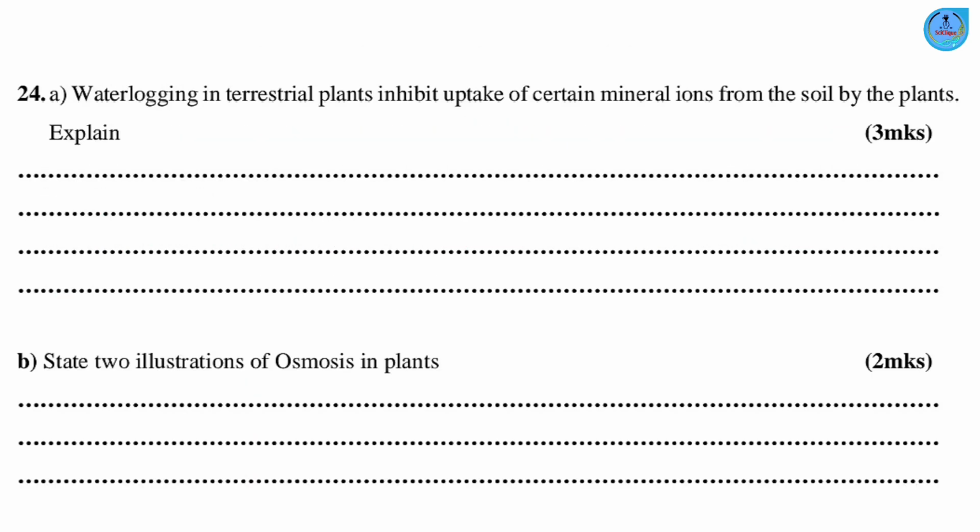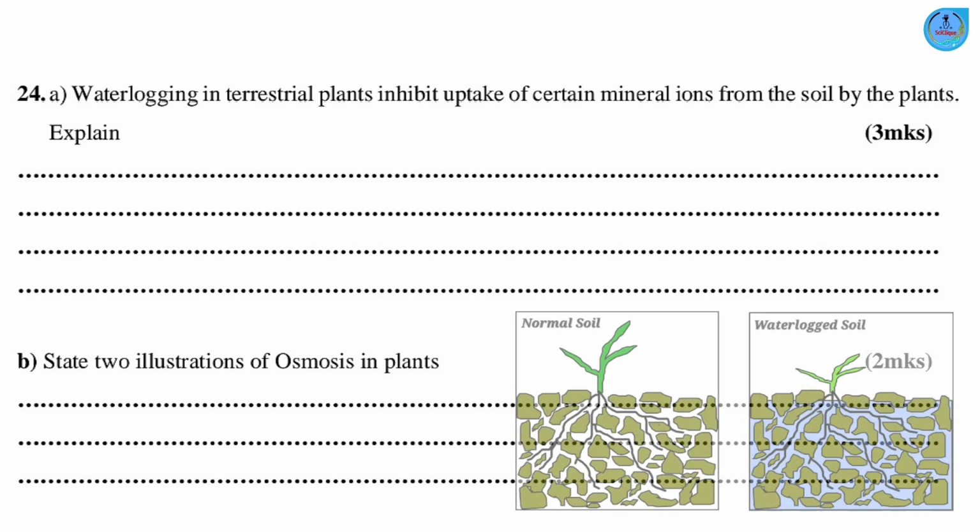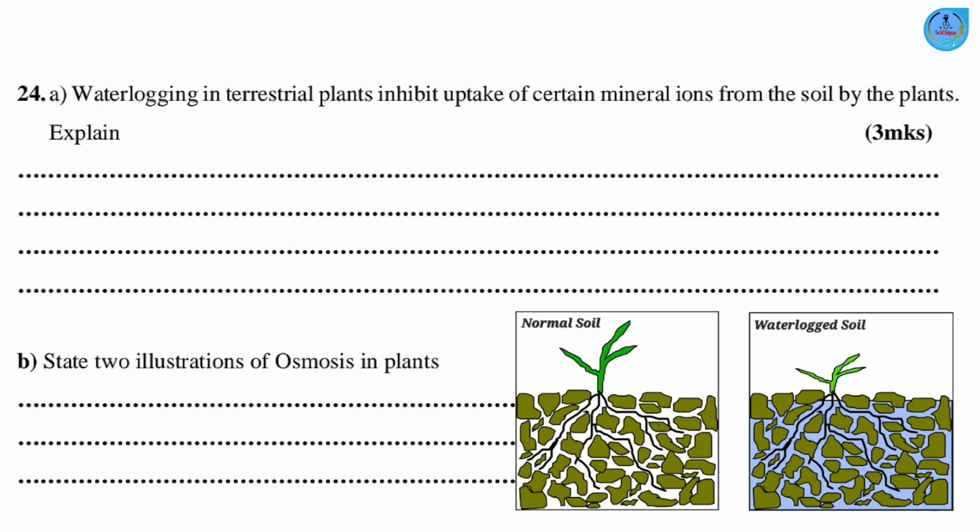Question 24. Waterlogging in terrestrial plants inhibits uptake of certain mineral ions from the soil by the plants. Explain. Okay, so terrestrial plants are plants that are found on land. Now, waterlogging refers to the condition whereby the soil becomes so saturated with water such that even the spaces in the soil particles that would normally be occupied with air would instead be filled with water. So as a result, the concentration of oxygen in the soil is lowered.